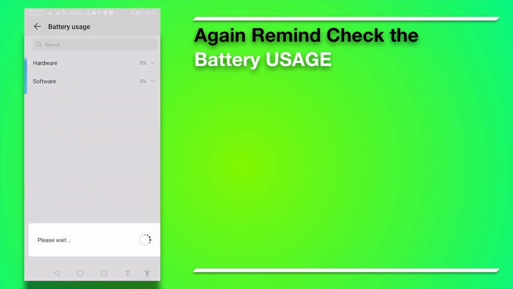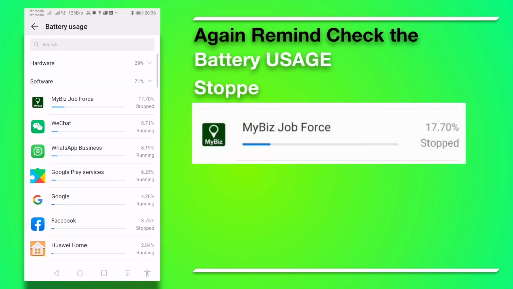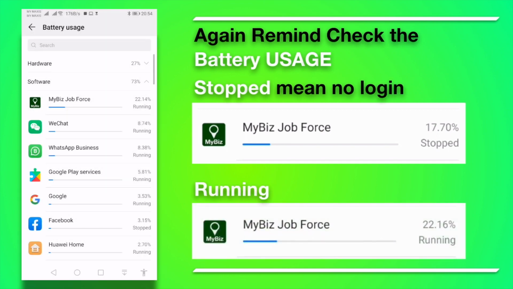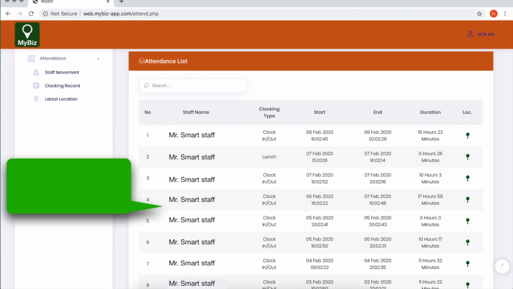Then we go to the battery usage. If it says showing stop, it means that it's not captured or you're not logged in. So make sure you log in again.